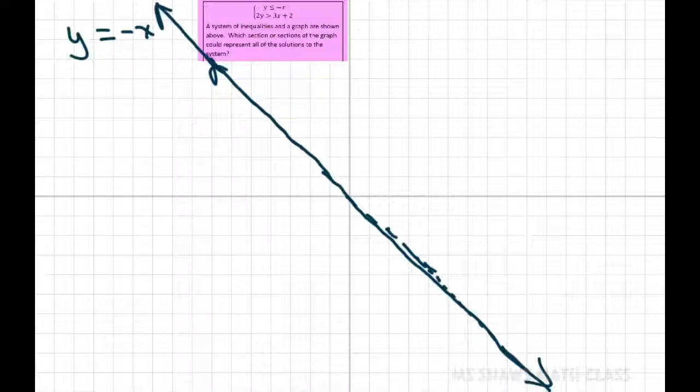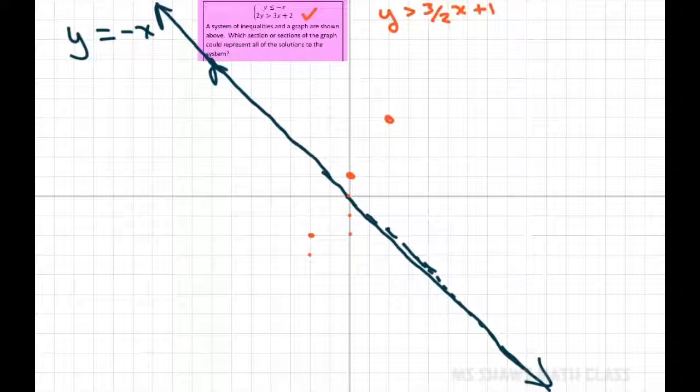Now it says that it is less than, but we're going to do that in a minute. Now this one, I'm going to first divide everything by 2. So you divide everything by 2, you have y is greater than 3/2 x plus 1. I know my y-intercept is 1, and my slope is 3 divided by 2. So up 3 over 2, down 3 over 2, down 3 over 2, up 3 over 2.